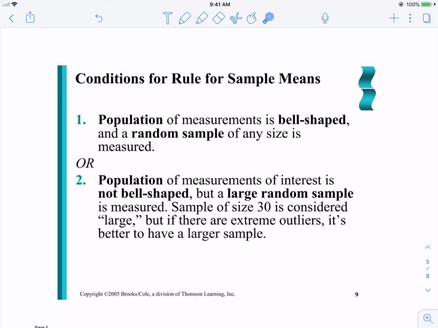Once again, we do need to satisfy the conditions to be able to use these equations: the population that we're taking these measurements from is normal, and a random sample of any size is measured. Or, and this is very important here, if it is not a normal population that we're drawing from, that doesn't really matter, as long as that sample size is at least 30. But if you have a sample with a lot of variation and some extreme outliers, we always know the bigger the sample size, the better.